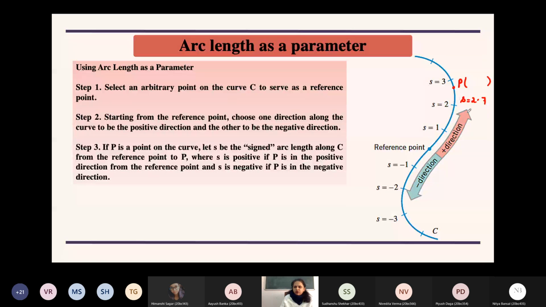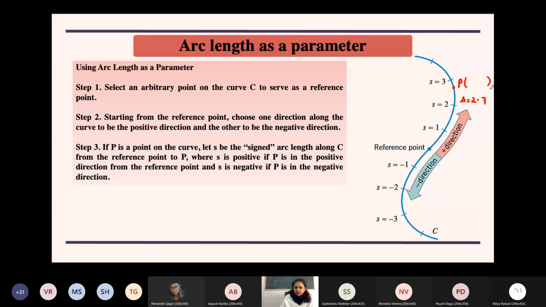Okay. So for using arc length as a parameter, what you have to do is firstly fix a reference point on your curve and then fix directions. So there will be two directions on your curve along which you can move, either on one side of the reference point or on the other side. So you decide on your own which one you want to keep as positive and the other one will be negative. So now using this arc length, which is the length along the curve from the reference point to that point P, you can find coordinates of P.